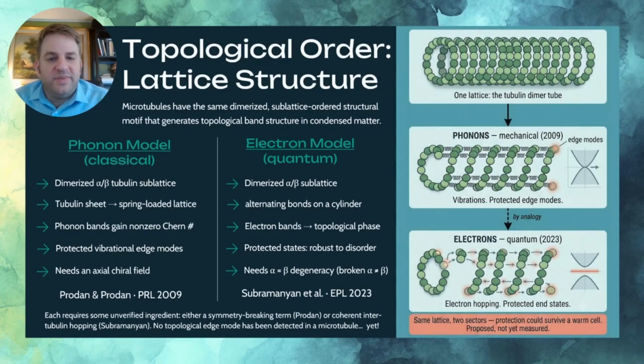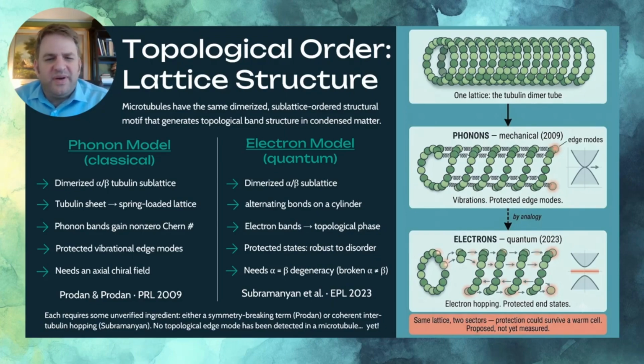Microtubules have also been implicated as having topological order. They have a tube shape, and they have, in fact, the same dimerized, a physicist would say, sublattice ordered structural motif that generates topological band structure in condensed matter.